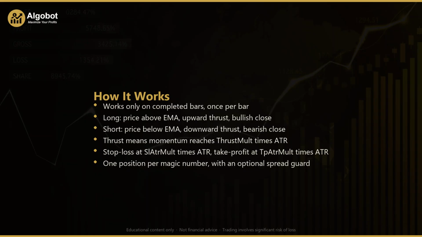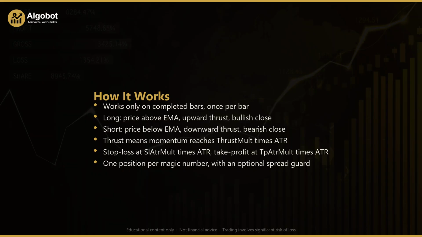First, timing. The strategy makes decisions only on completed bars, and it acts just once per bar. When a fresh candle begins to form, the previous candle becomes final, and that freshly closed bar is what the strategy examines. This avoids reacting to the noise of a still-forming candle. Now, the long, or buy setup.